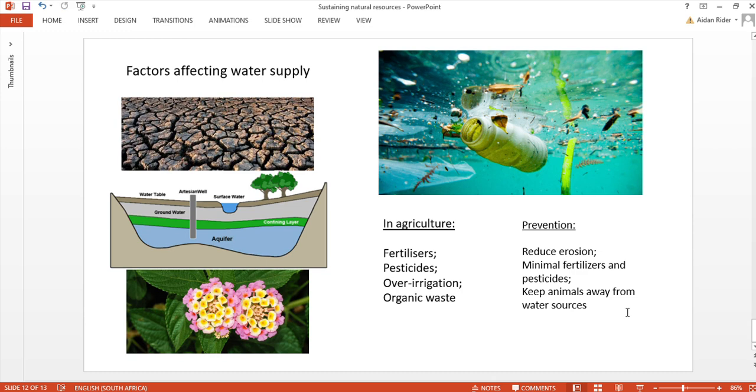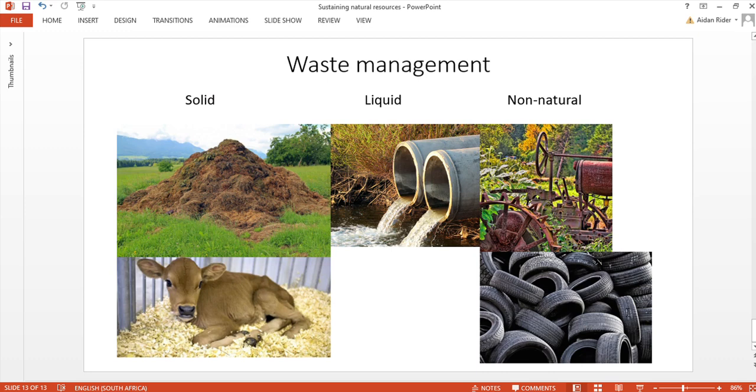Okay, then we get to agricultural pollution. It also mentions again your soil and your water pollution. So I skipped this in your textbooks. It's just the same we went through earlier in the video. Then lastly is your waste management. It's very important in your agricultural setup.